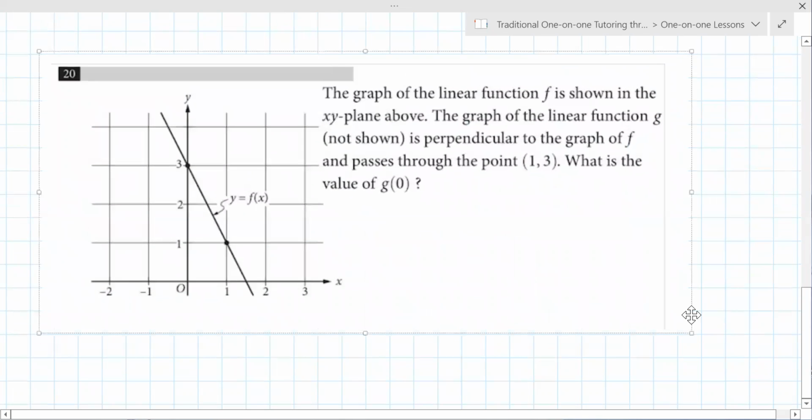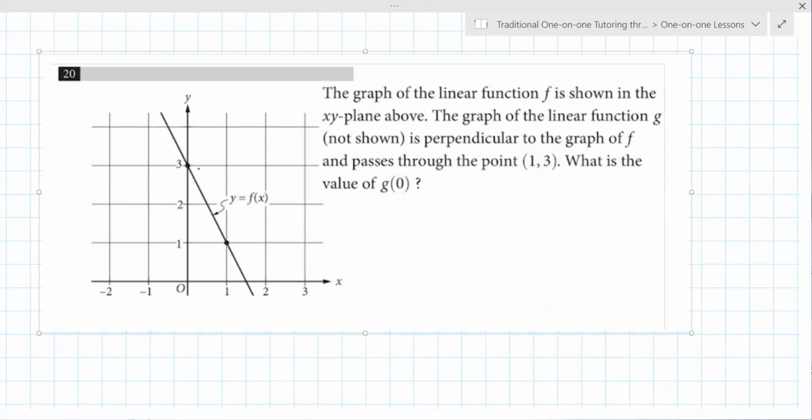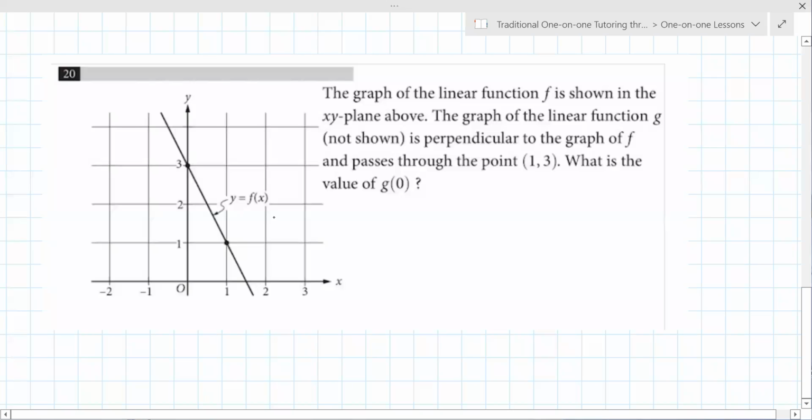The graph of the linear function f is shown in the xy plane above. What is the slope of this line just looking at it? If it was 1, it would be going up 1, right 1. Oh, 0.5, I mean. So this time it's actually going down and then right. We haven't looked at too many graphs. That's why I asked you here. It's going down 2 and right 1. So the slope of this line is actually -2.